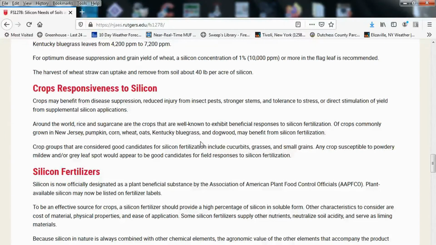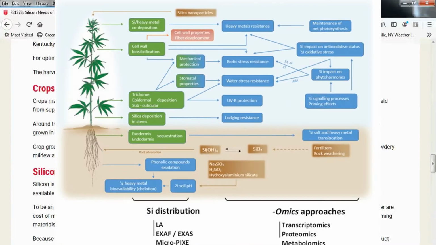Crops' responsiveness to silicon. Crops may benefit from disease suppression, reduced injury from insect pests, stronger stems, and tolerance to stress or direct stimulation of yield from supplemental silicon applications. Around the world, rice and sugarcane are the crops that are well known to exhibit beneficial responses to silicon fertilization. Of crops commonly grown in New Jersey, pumpkin, corn, wheat, oats, Kentucky bluegrass, and dogwood may benefit from silicon fertilization. Crop groups that are considered good candidates for silicon fertilization include cucurbits, grasses, and small grains.